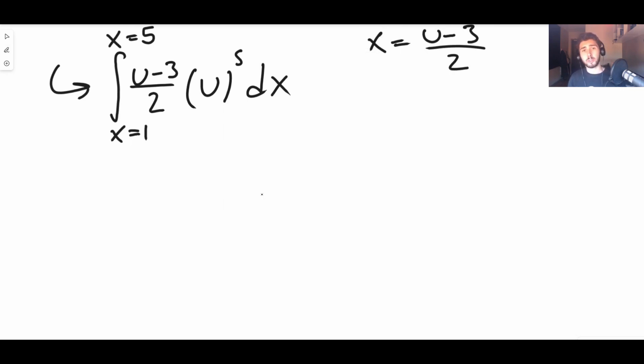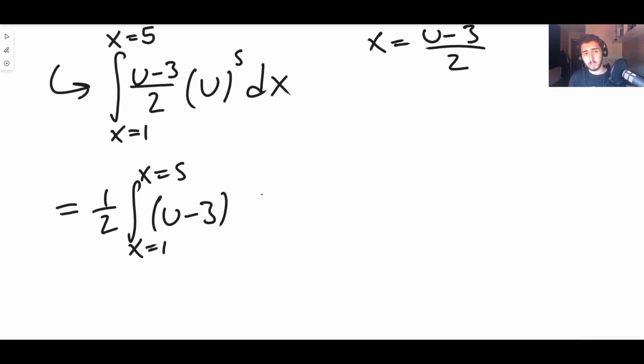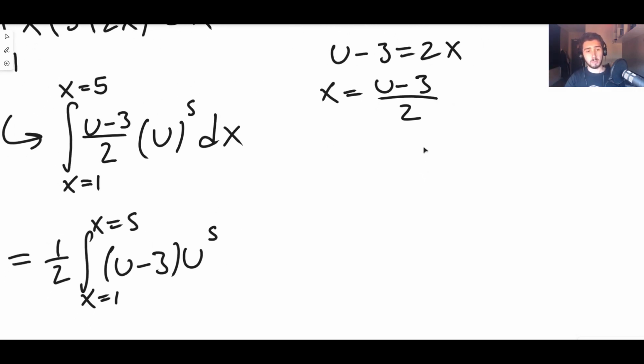First of all, you're allowed to factor a common multiple out of any integral that you want. So the whole thing's being multiplied by a half in a way, because you have a u minus 3 divided by 2. I'm going to write this as 1/2 the integral between x equals 1 and x equals 5 of just u minus 3 times u to the power of 5. And that's going to be dx, but I won't write dx just yet because you'll see in a second. But the half, the over 2, has come outside of the integral. You're totally allowed to do that. That's completely fine. Just makes it a bit more simple.